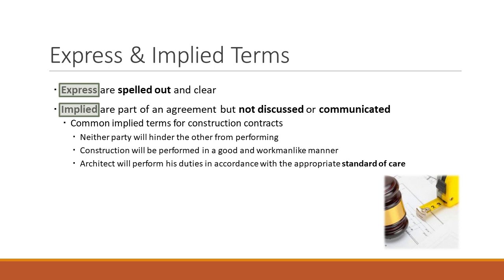Contractors have to provide a warranty. Architects do not. Architects just have to perform to the standard of care. So anytime you enter into an agreement, whether it says that or not, it is implied that the architect will perform in accordance with the standard of care. So in every construction scenario, those are examples there. Any questions on express and implied terms in an agreement when you're interpreting? Okay.